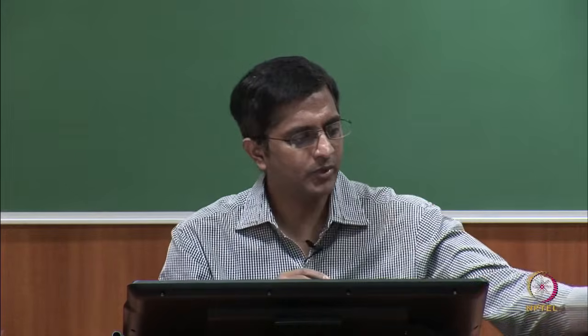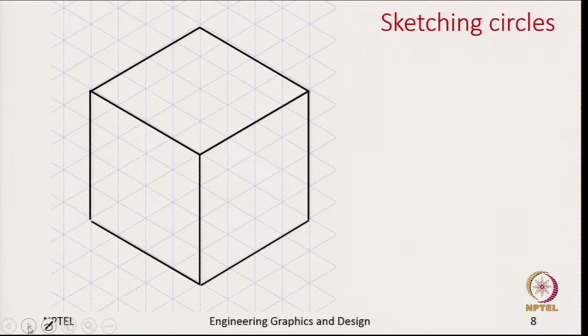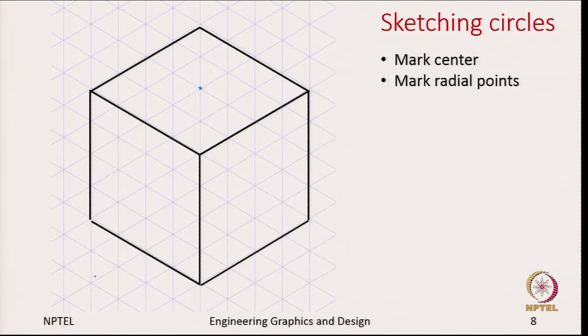So, let us say for this cube here, how do we represent circles on different faces? We have a step by step method where we can show these circles using freehand sketches. So, we will go one step at a time. First we need to mark the center. Let me start with the top face now. So, we need to mark the center of the circle. Let us say we will draw this circle with a radius of 1 unit or diameter of 2 units. The second step is to mark 2 radial points.